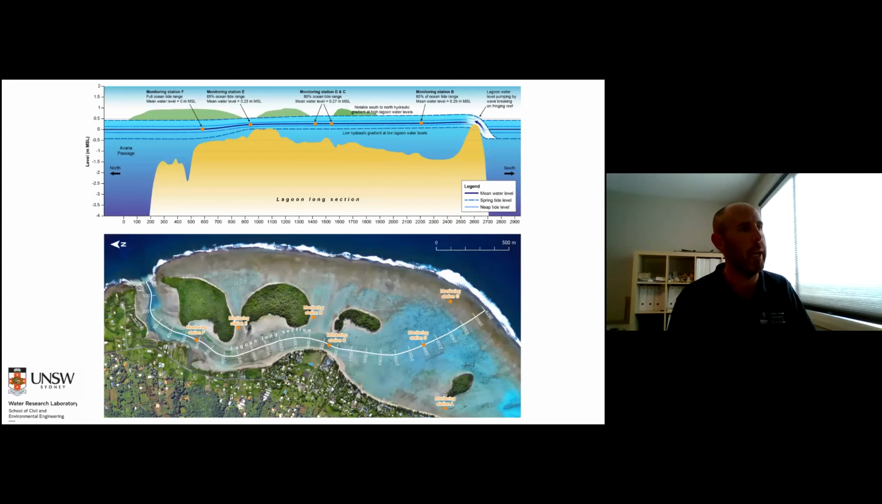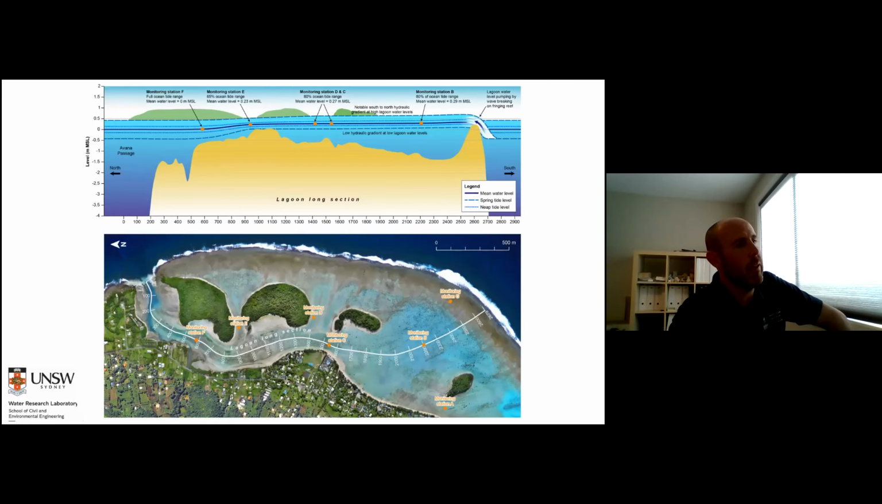And when we started plotting up the data as, if you like, a long section through the lagoon, which I've shown in the top of this slide here, what we actually started to find is that at high tide, you have that really pronounced hydraulic gradient running south to north through the lagoon. And then at low tide, there's no gradient at all. And likewise with the tide range varying throughout the lagoon, with the tides being mostly constrained about the middle part of the lagoon system there around monitoring station E.